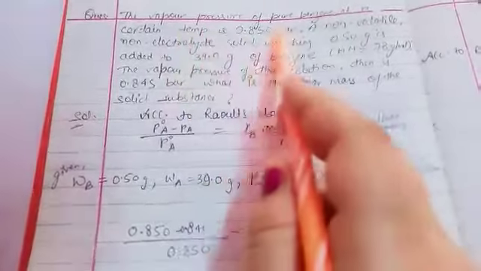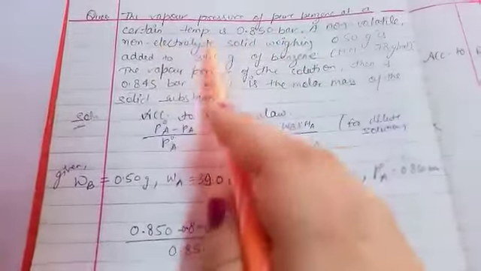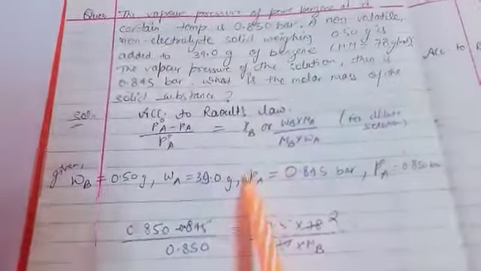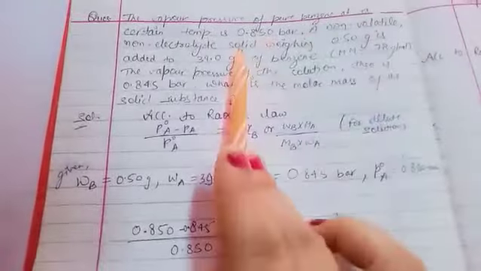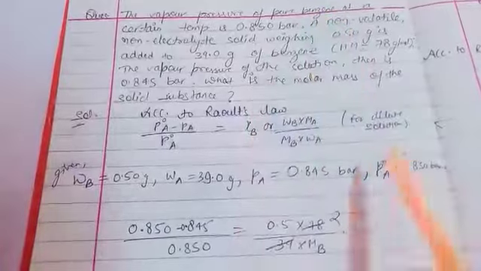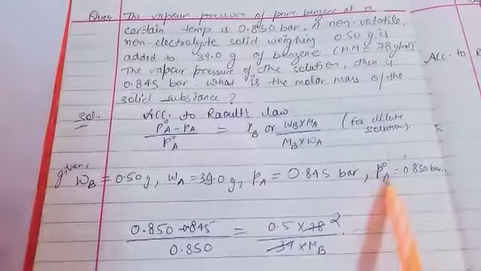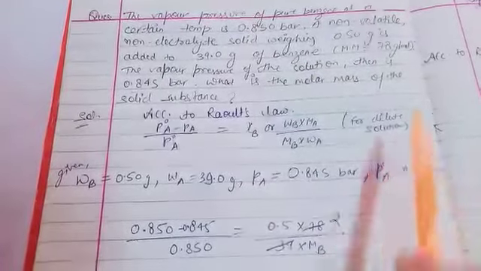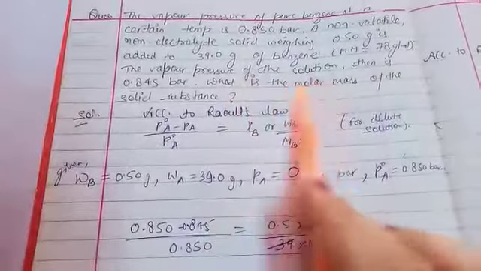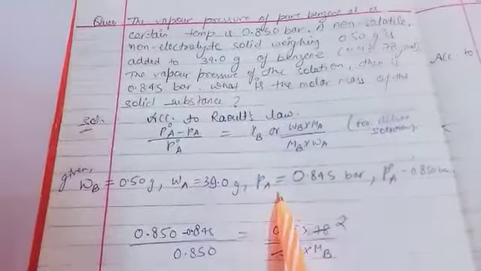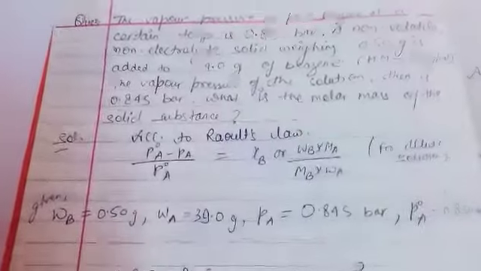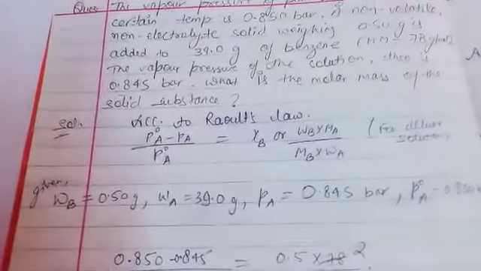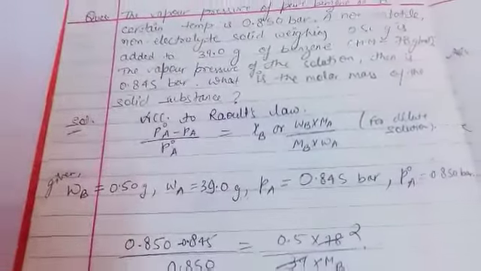Now just see, the vapor pressure of pure benzene at a certain temperature is given in bar. So P naught A is given to you because it's pure benzene. Pure means it's a naught. So P naught A is equal to 0.850 bar, and after this solution is formed, that is PA. Why PA? Because you know here a non-volatile solute is present. It means the vapor pressure is only of the solvent, not of the solute.